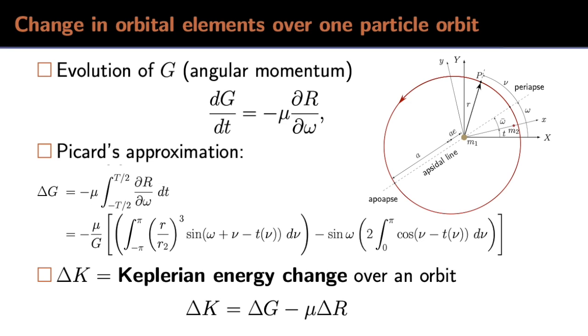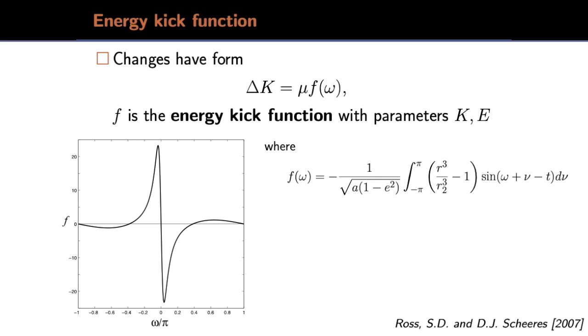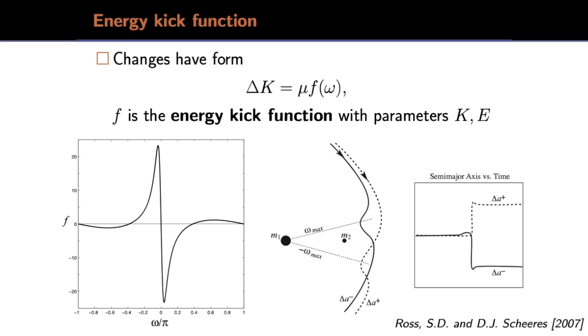So we can consider that. And then we can turn that into what's the change in the Keplerian energy over one orbit. And we get a curve that looks like this. This is the kick function. And you'll notice that it's odd in the argument of periapse. And you have zero kick right at argument of 0. This means this is 0 in the rotating frame. But a little bit before, a little bit after, you have large changes.